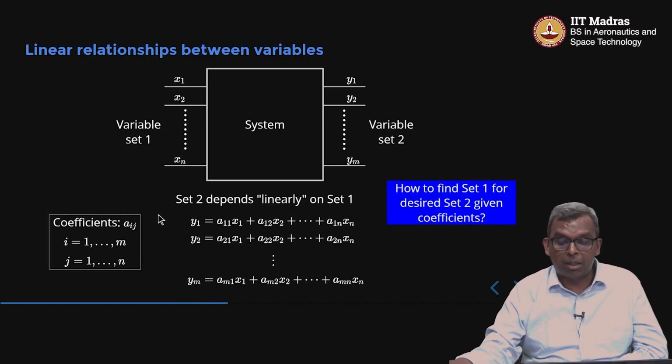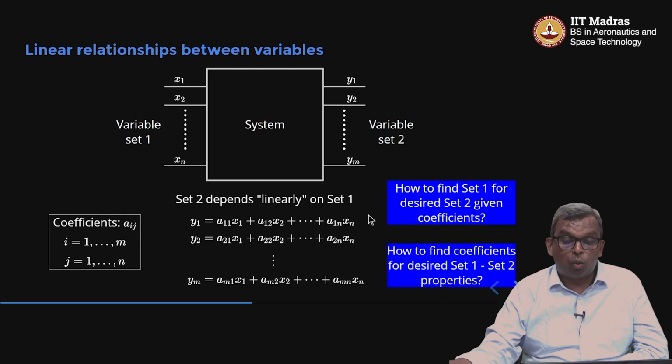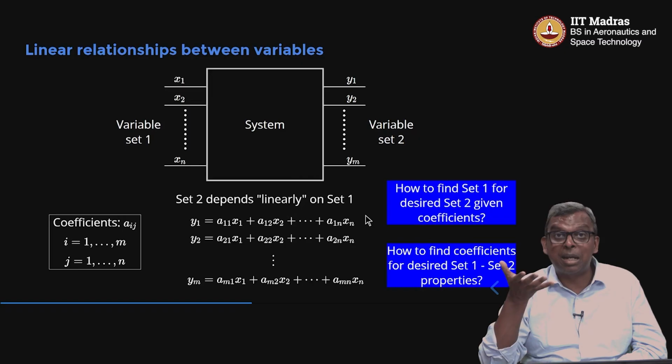They characterize your system. So you may ask, how to find set 1 for desired set 2 given coefficients? The coefficients are given. I want a particular output, y1 to ym. How do I set the input? Given the inputs, finding the output given the coefficients might be very easy, but the other way around might be difficult. You may also have other sets of properties. I may want a desired relationship between input and output. How do I design the coefficients? That's also very important. That's like a system design problem.